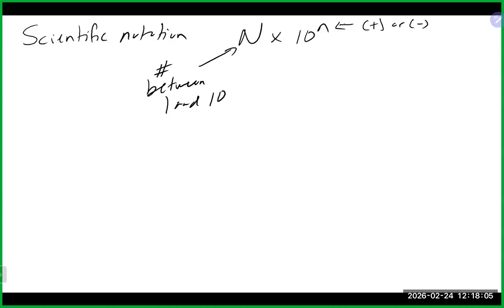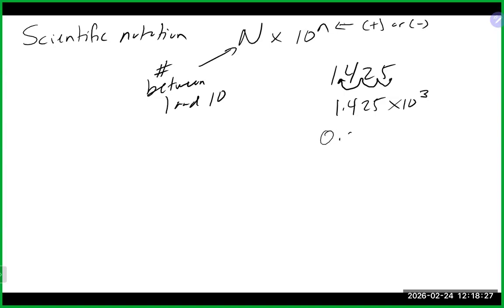So if I had 1425, we assume the decimal point's here. So 1, 2, and 3 places gives me 1.425 times 10 to the 3. Large numbers typically have positive exponents. So move it to the left there, gets you that.